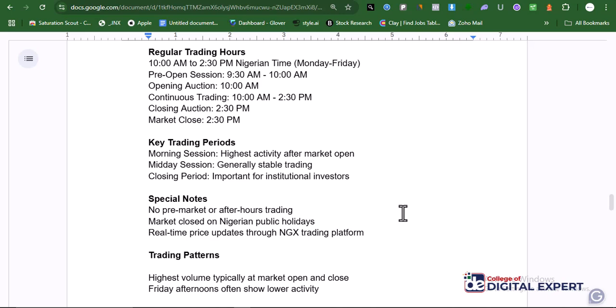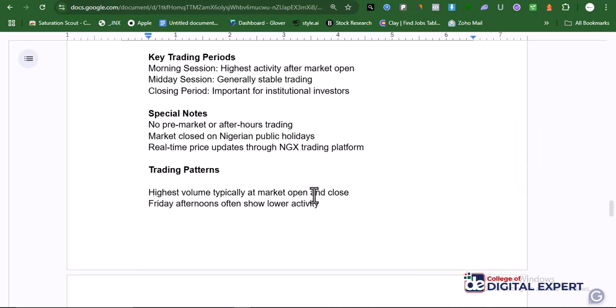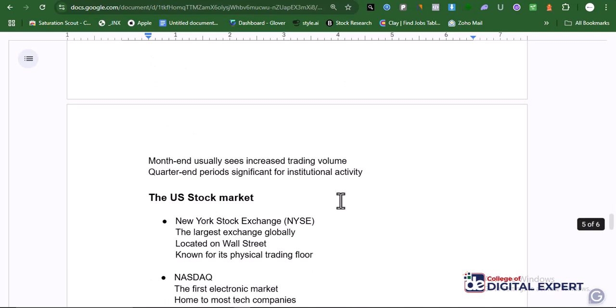And also, you can get the real price or the update from the NGX trade platform, which is ngxgroups.com. Then let's talk about trading platform patterns. The highest volume is typically at the market open and close, early in the morning. Friday afternoon also shows low activity because it's the weekend. A lot of people don't really come to the market on Friday afternoons, so everybody is just chilling.